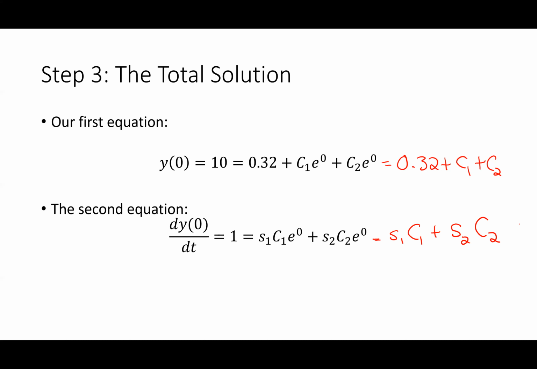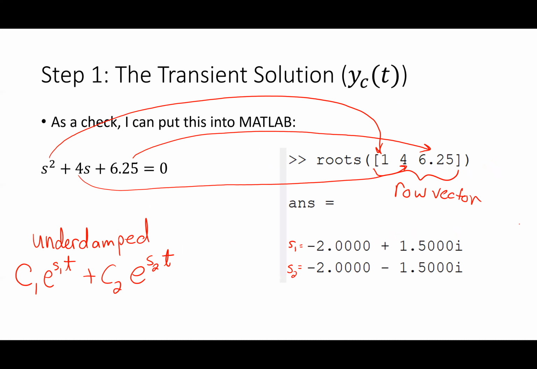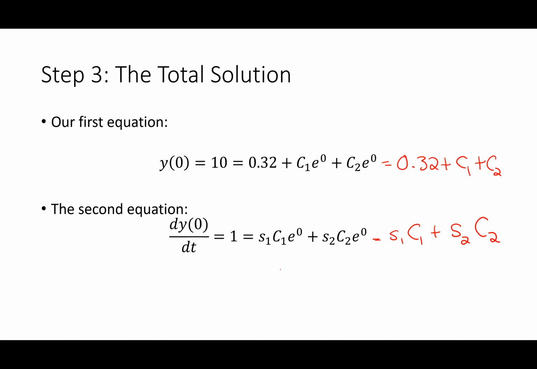I know S1 and S2. S1 and S2 were the two roots. Now they were ugly, they were complex, but I know them. They're just numbers to me. What I don't know is C1 and C2. To me, this looks like a perfect job for MATLAB, doesn't it? Because this can be set up as a matrix problem. I've got two unknowns and two equations. I can set this up as a matrix problem pretty easily.